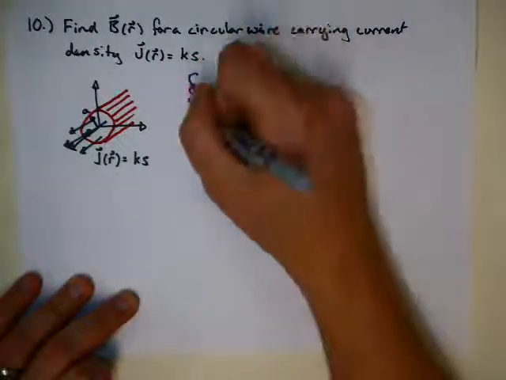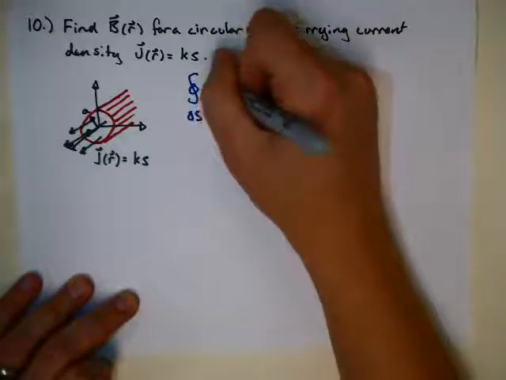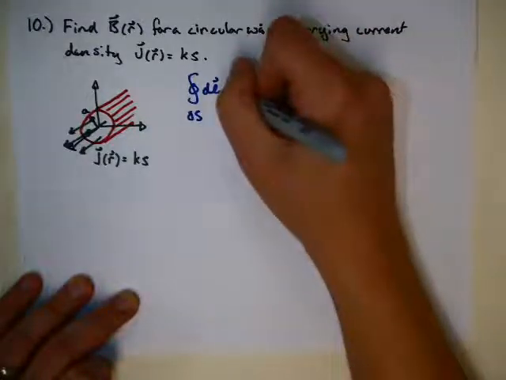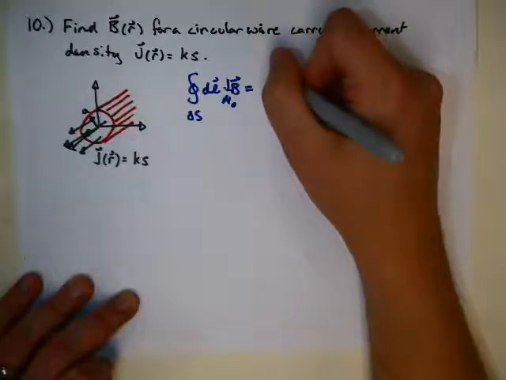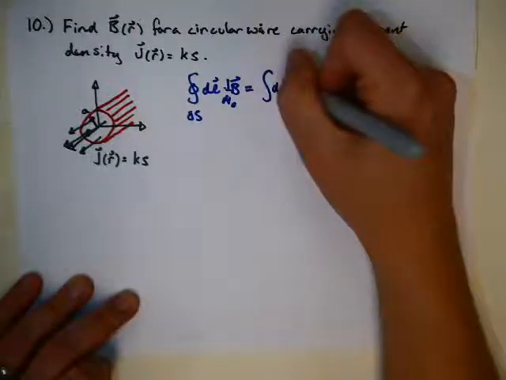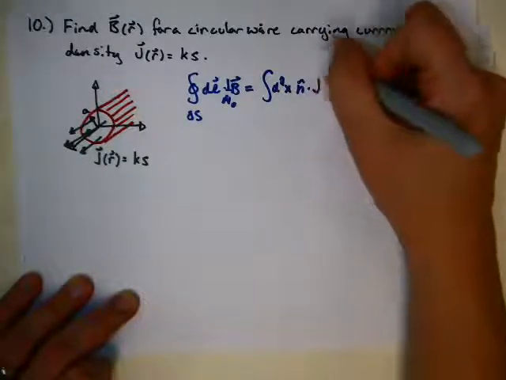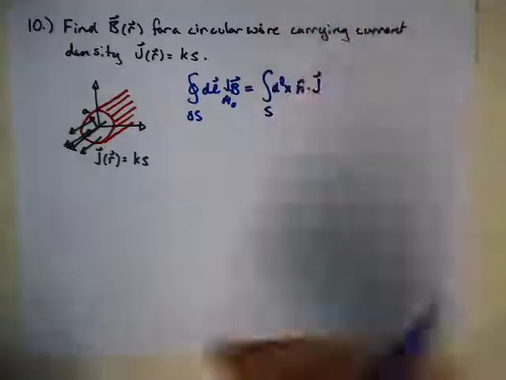That is written as the integral around the edge of a surface, dl dot B, times 1 over mu naught, is going to be equal to the surface integral, d²x n hat dot J, of the flux through that surface.